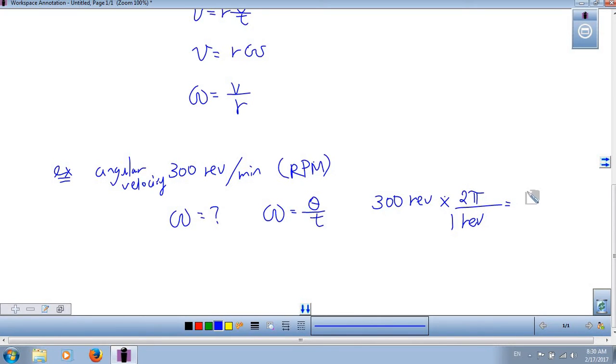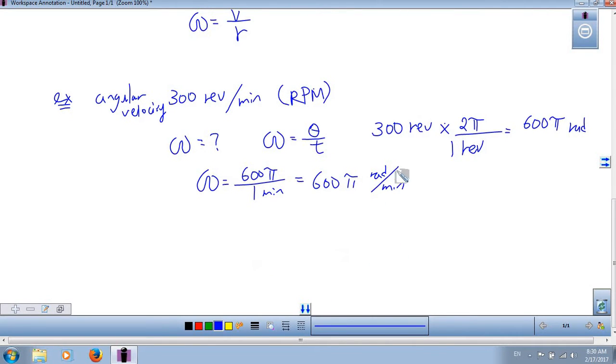So let's figure that out. 300 times 2 is 600 pi radians, and the revolutions cancel out here. That means the angular velocity omega for this object is 600 pi radians per minute. So omega is equal to 600 pi radians per 1 minute. Radian actually has no units.